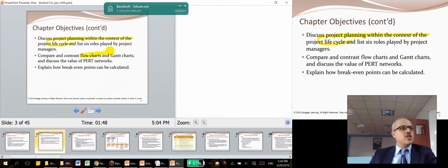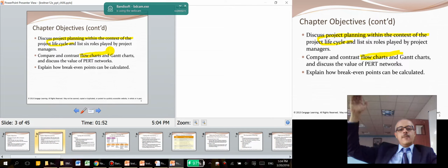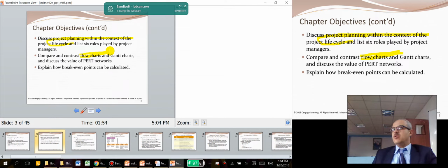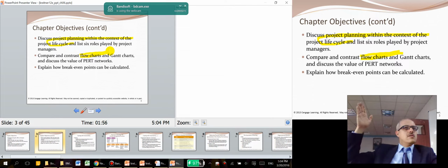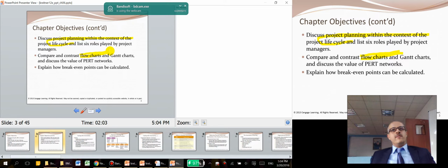Has anyone seen a flowchart before? Has anyone never seen a flowchart? Okay. A Gantt chart? Has anyone heard of a Gantt chart? No? Never heard of it? Come on, where are the managers? See, if you get a job as a manager, and you want to be a great manager, you come in the next day with a Gantt chart.